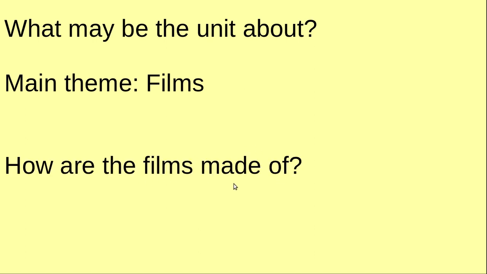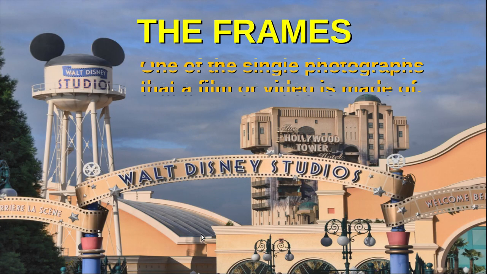Now, how are the films made of? They are made of the frames. We make it with the frames. Then, what is a frame? One of the single photographs that a film or video is made of. That's a frame. Then the frames means together a group of those photographs, so that may be a film or a video. That is the heading or the title of this unit. You got it? Yes? You know how it comes, right?